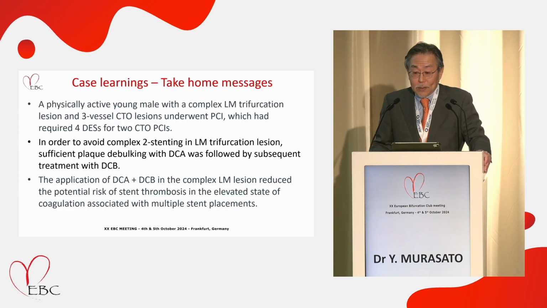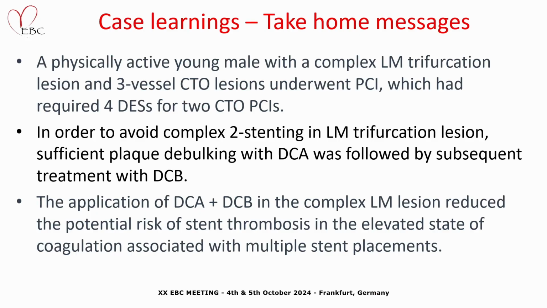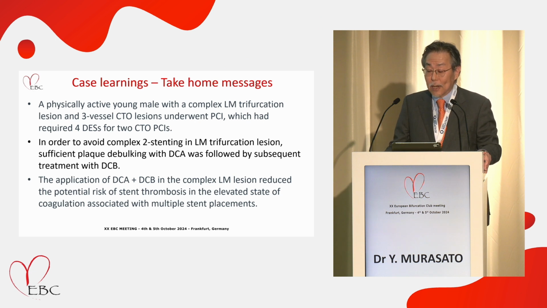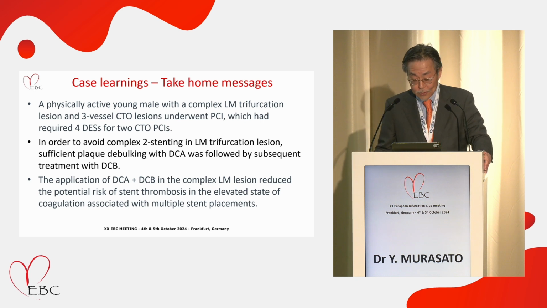Ladies and gentlemen, these are my take-home messages. A physically active young male with a complex LM trifurcation region and 3 vessel CTO regions underwent PCI, which required 4 drug-eluting stents for 2 CTO PCIs. For the complex 2-stenting LM trifurcation region, sufficient plaque debulking with directional coronary atherectomy was followed by subsequent treatment with DCB. The application of DCA plus DCB in the complex LM region reduced the potential risk of stent thrombosis in the elevated state of coagulation associated with multiple stent placement. Thank you for your attention.